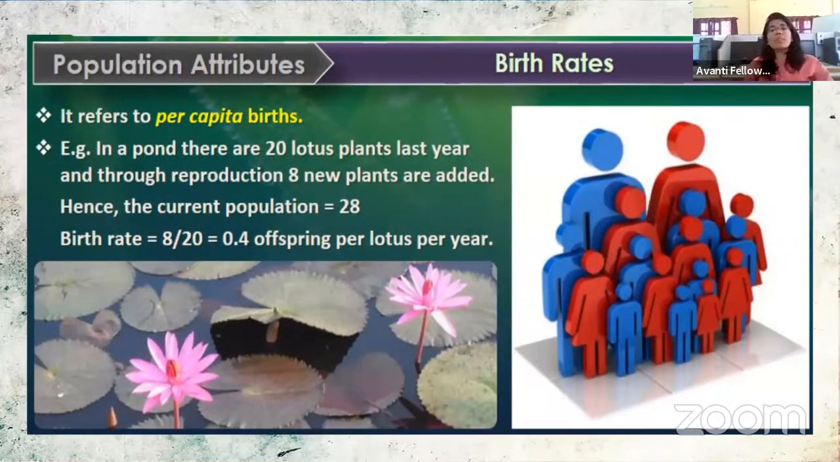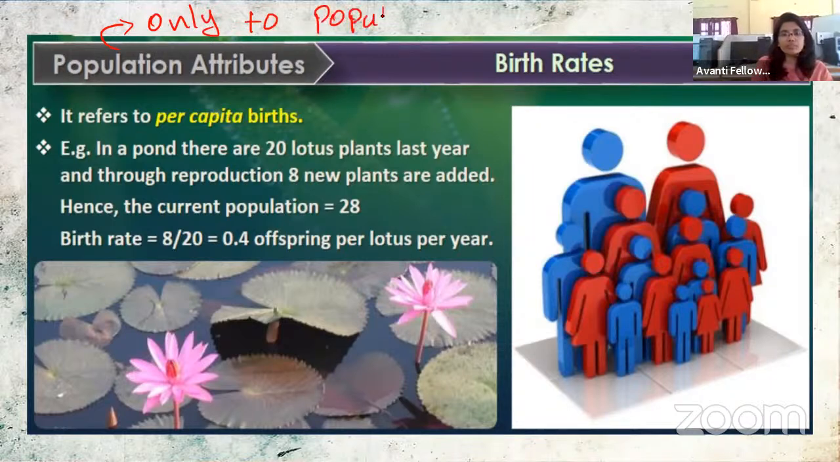So there are some characters which apply only to the population. We cannot find those characters in a single organism. So what are those characters, and what do we call them? Those characters we call population attributes, which means these population attributes apply only to a population, not to an individual.